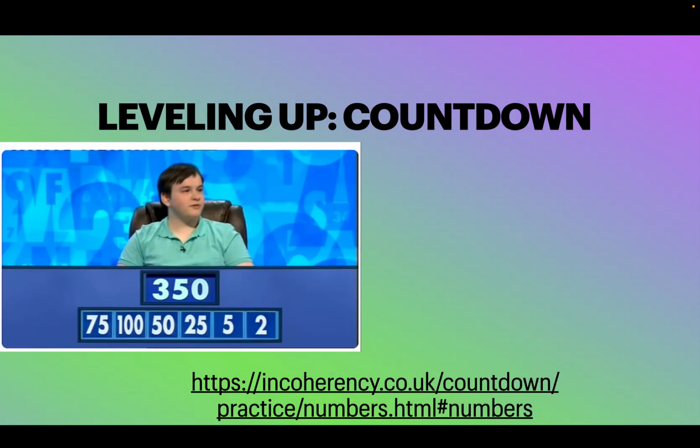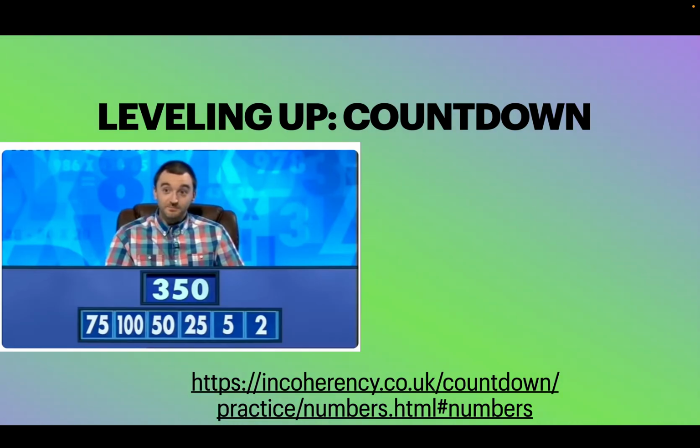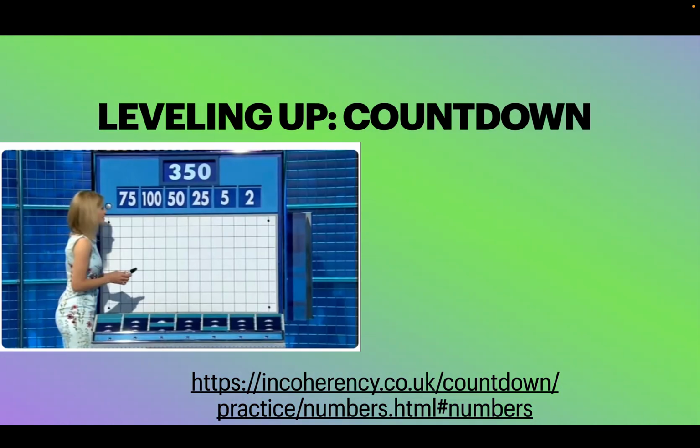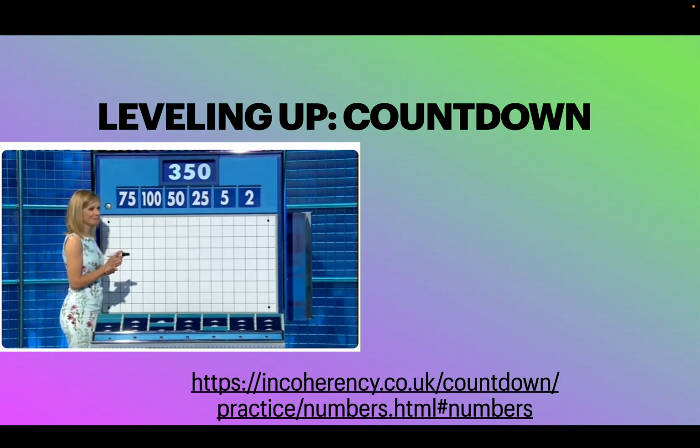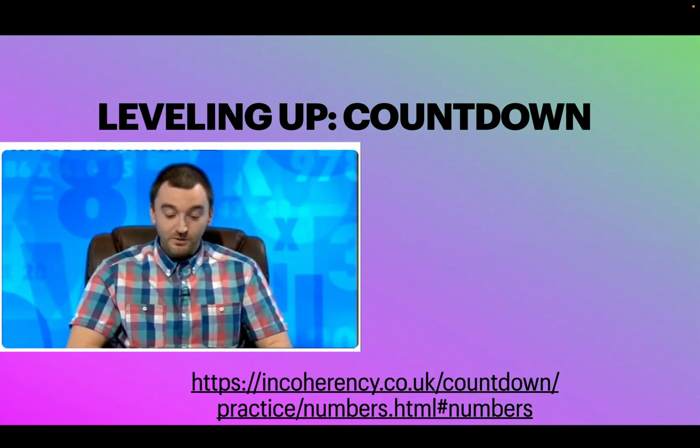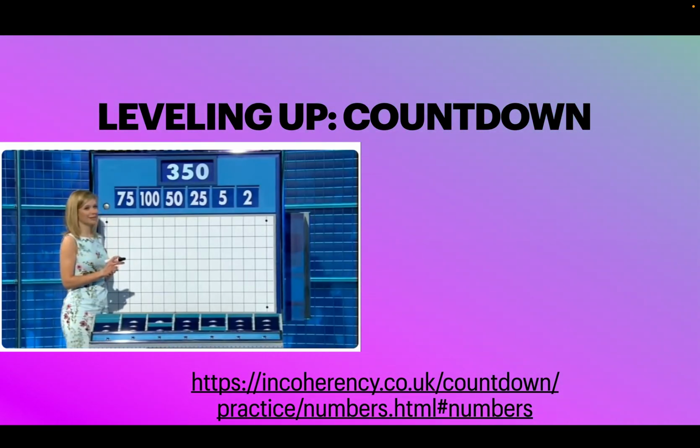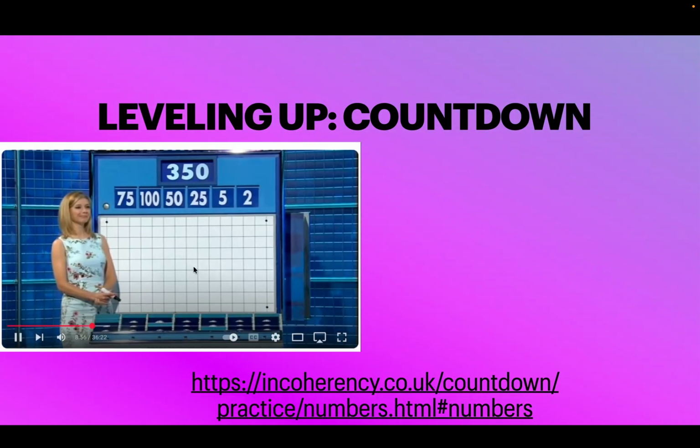Yes, Reese. 350. Thank you, Michael. 350. There we go. Reese. 75 times 5 is 375, and take off 25. Yeah, don't think we need to write that down. And Michael. I've done 5 plus 2 is 7, times by 50. Perfect, lots of different ways. Thank you very much, Ian.